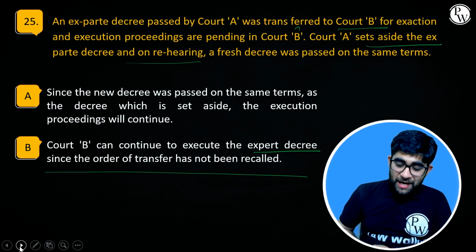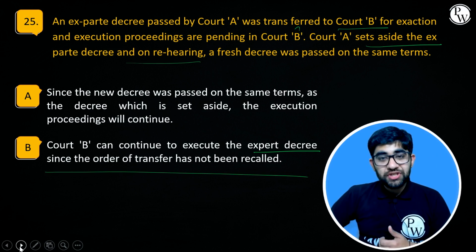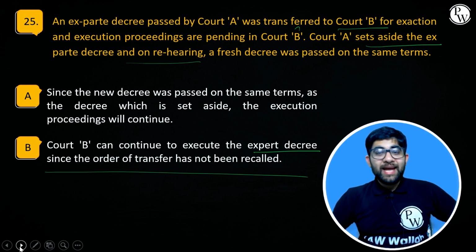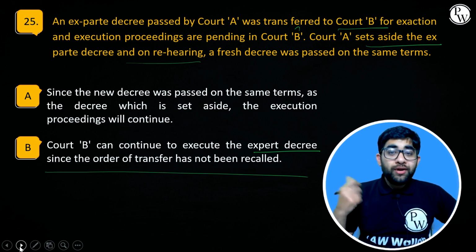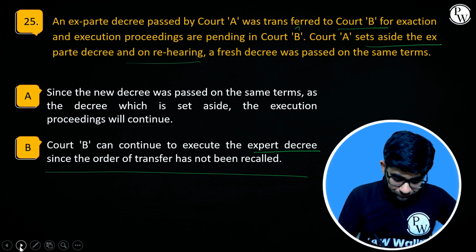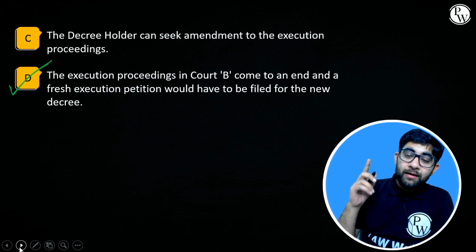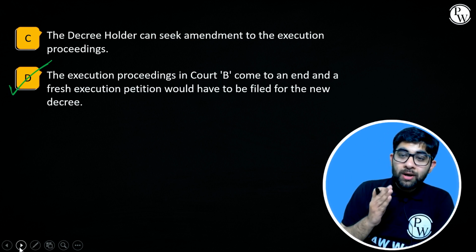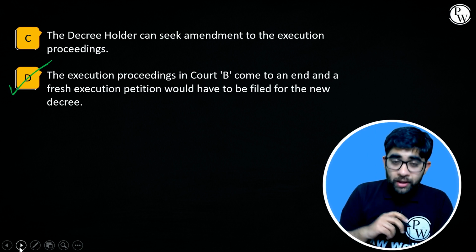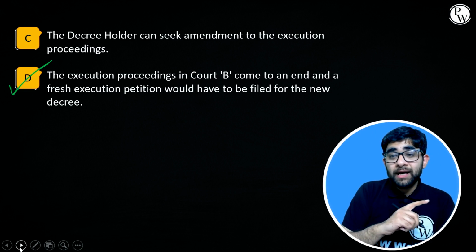Next, an ex parte decree passed by Court A was transferred to Court B for execution, and execution proceedings are pending in Court B. Court A sets aside the ex parte decree, and on rehearing a fresh decree was passed on the same terms. So the answer to this is D, because the execution proceedings that have been filed first are null and void now, because the decree has been overturned by the competent court. Now a fresh execution petition has to be filed when the final decree is passed.